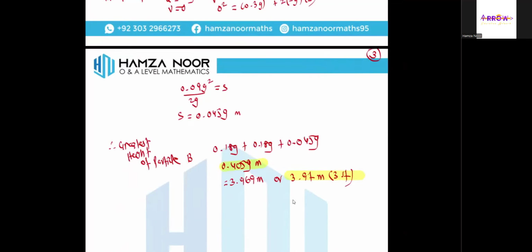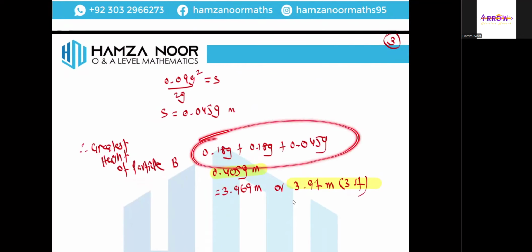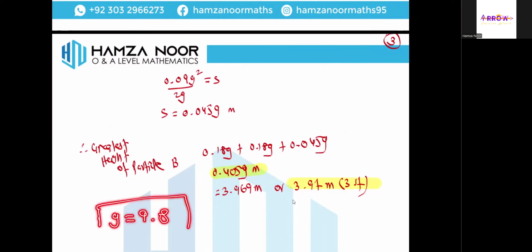Therefore, the greatest height of particle B above the plane is 0.18g plus 0.18g plus 0.045g. When these three values are added together, we get 0.405g meters. Either you can leave your answer in terms of g as well, or you can evaluate the value correct to three significant figures. Here I've mentioned the value correct to 3 SF, but remember you need to use a value of g which is equal to 9.8.